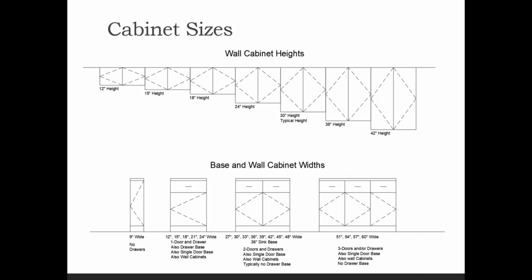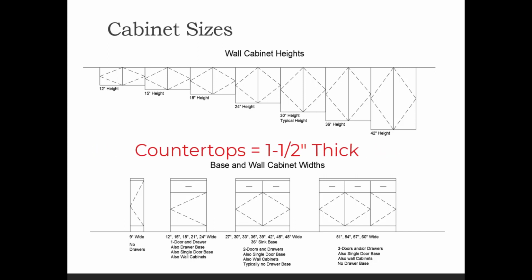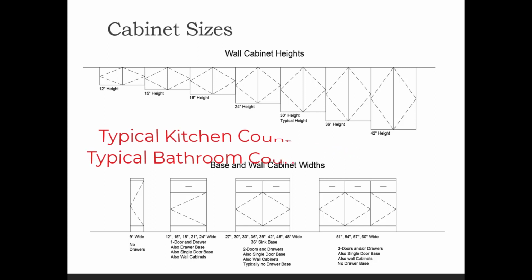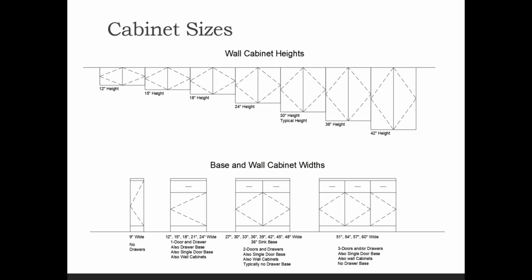As I mentioned, base cabinets are all the same height, and that height is 34.5 inches high. Vanity cabinets, and those are the cabinets that are placed in the bathrooms, are usually 28.5 inches high. Counters are usually 1.5 inches thick, therefore leaving counter heights for kitchens at 36 inches high, and for bathrooms, the counter height is 30 inches high.